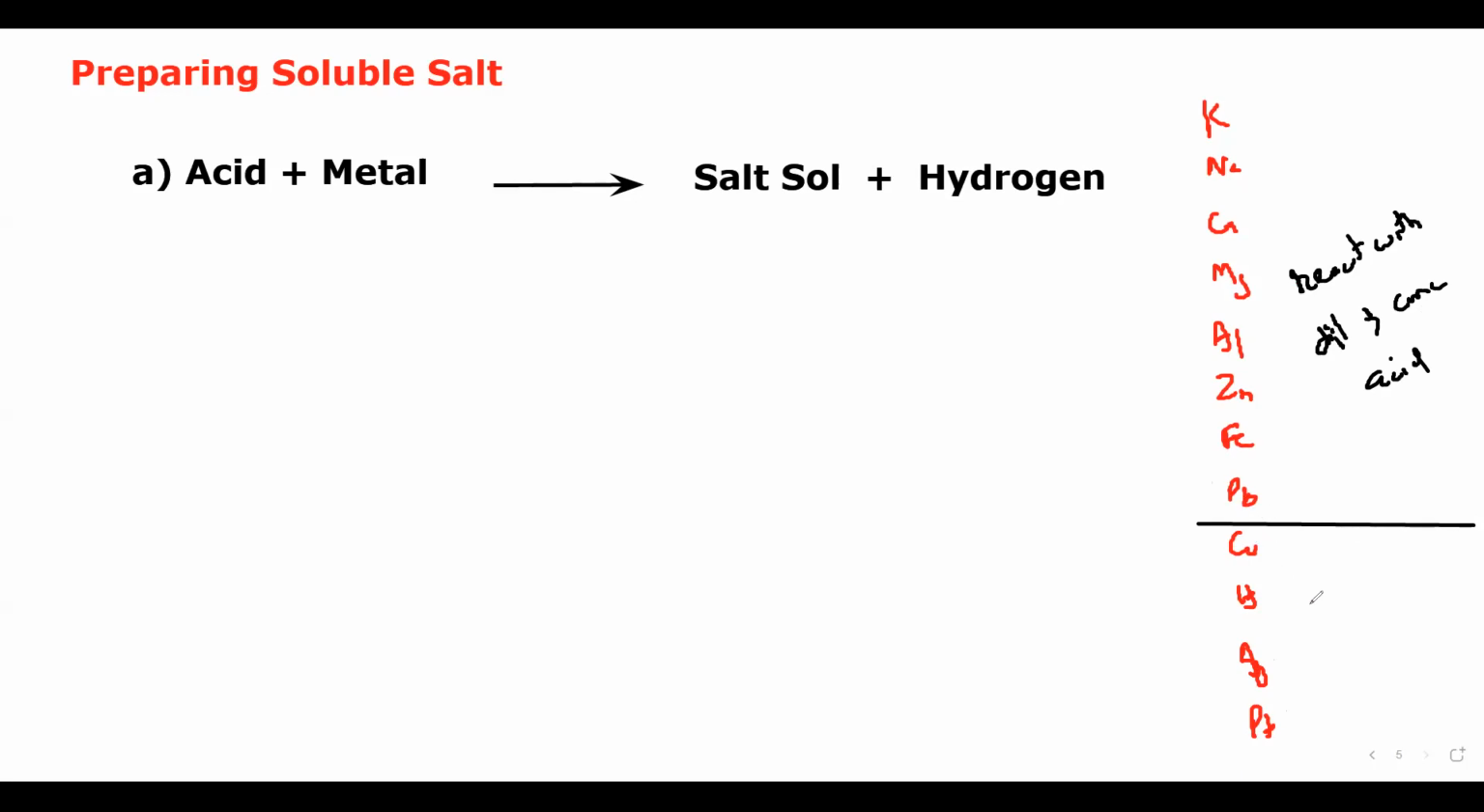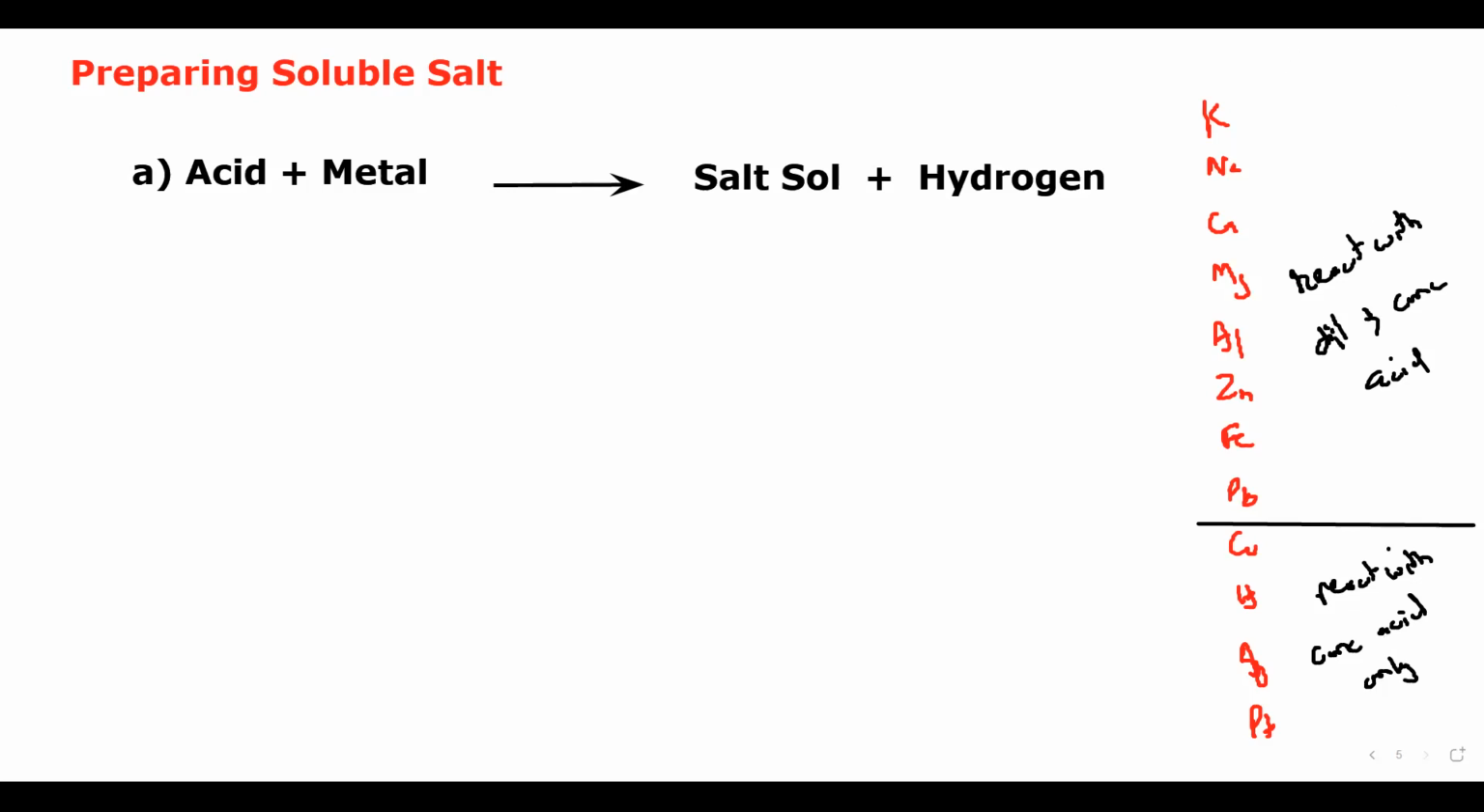But metals below lead can react with concentrated acids only. We don't use concentrated acids in the lab. That's why we don't commonly observe the formation of those salts. So whenever dilute acid is there, it can react with potassium, sodium, calcium, magnesium, aluminum, zinc, iron and lead. And as a result, it will produce salt and hydrogen. But that salt will be a dissolved salt. Basically, it will be a solution. The salt will be dissolved in water, and later we can take it out by using either evaporation or crystallization.